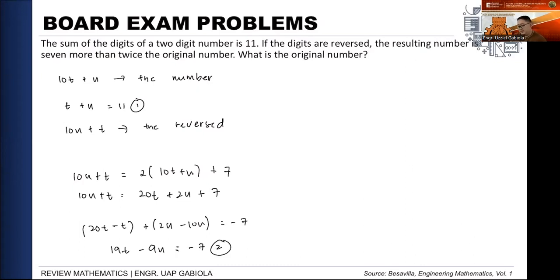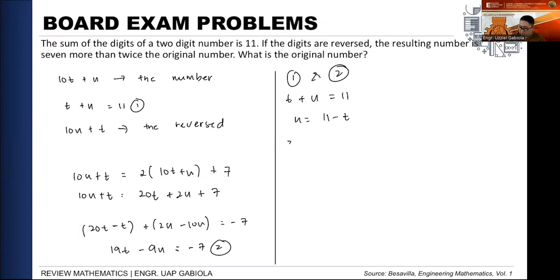So to get the value of either t or u, we can use substitution or elimination. Okay? So using 1 and 2, gawin ko yung t plus u natin is equals to 11. Gawin kong u is equals to 11 minus t. Okay? Using equation 2, so 19t minus 9u is equals to negative 7. So 19t minus 9 times 11 minus t.